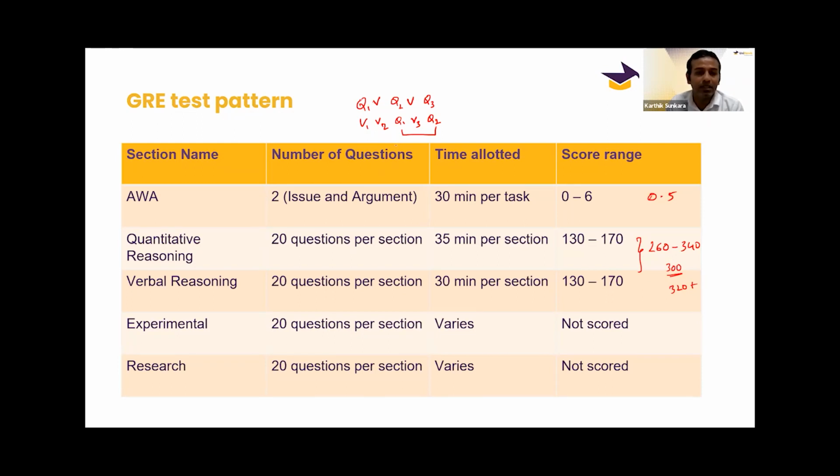And that experimental section is not scored. That means if all the 20 questions of verbal or the quant are correct, that is not going to help you with the score. Okay, right.